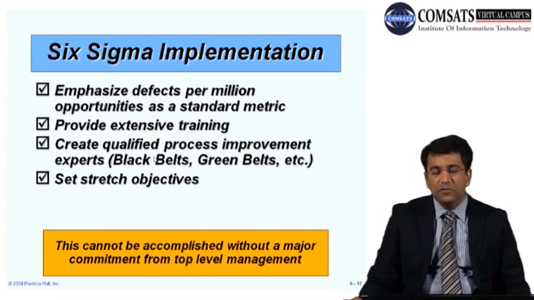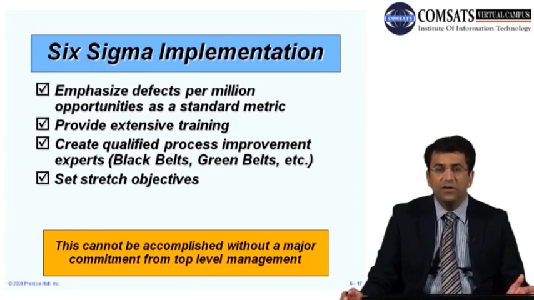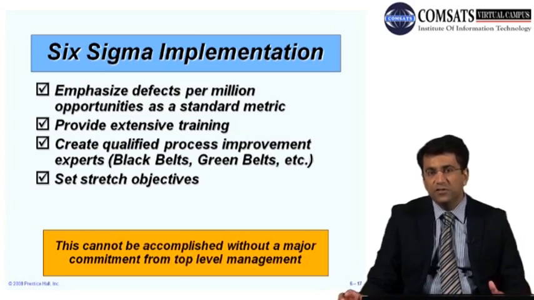Then it creates quality process improvement experts. There are certifications provided by quality-related institutes for Six Sigma, and these certifications are named black belts and green belts. Now, if your organization has been able to achieve this certification, it means you are a quality organization and you are able to provide quality products and services to your customers.